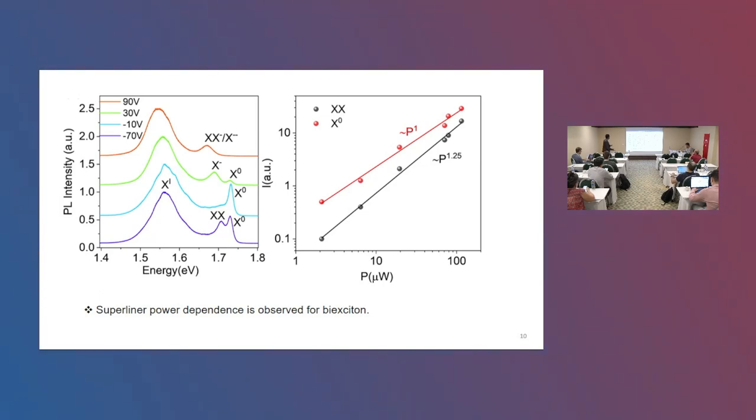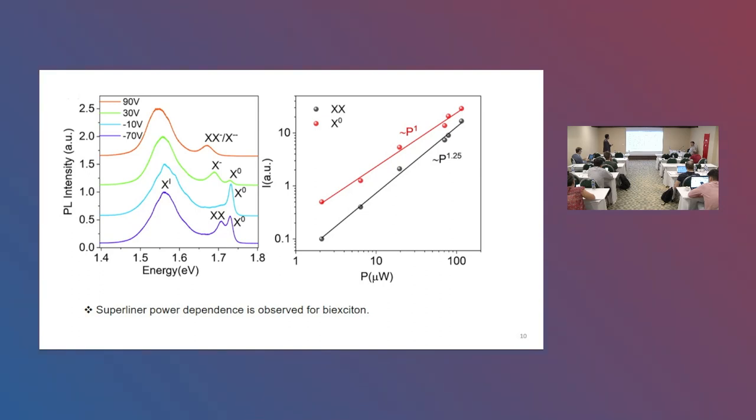So negative 70 means it's highly hole doped. Negative 10, slightly hole doped. Positive 30 means you have electron doping. And 90 means highly electron doped. You can clearly see how the peaks are evolving with the gate voltage. So it's a very highly sensitive system to the doping as well as the optics. And if you change the power, it actually varies with the power very beautifully.